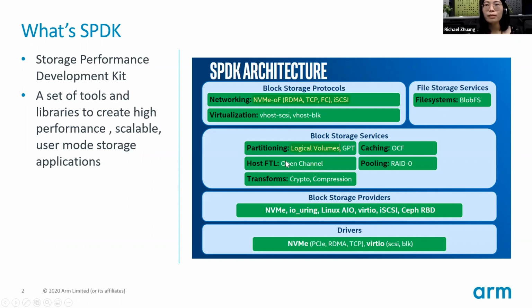And this layer is the block storage service layer. It provides several services for different purposes, like logical volume, RAID, open channel, and so on. And the top layer is the storage protocol layer, including NVMe over Fabrics, the vhost targets, and the iSCSI targets, that are capable of serving disks over the network or to other processes. Besides, it implements BlobFS as a file storage service.